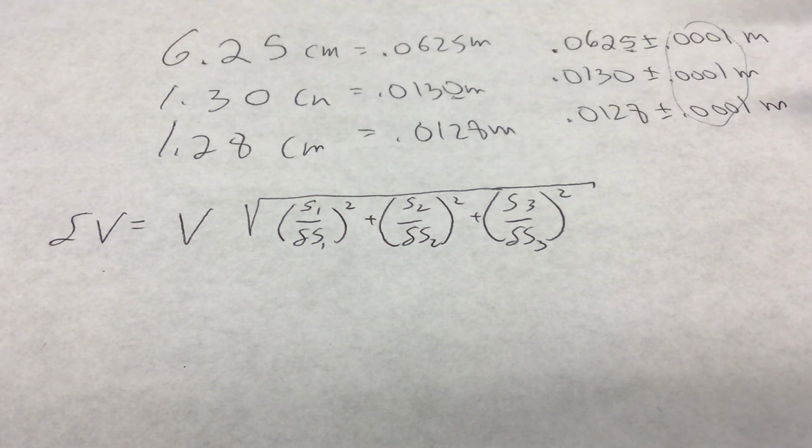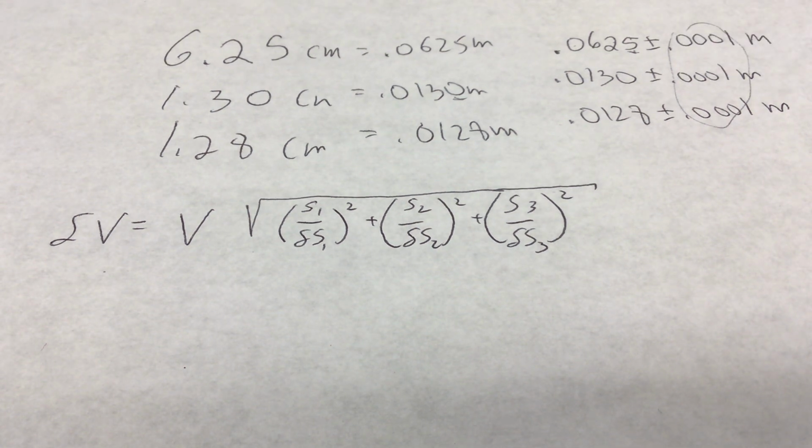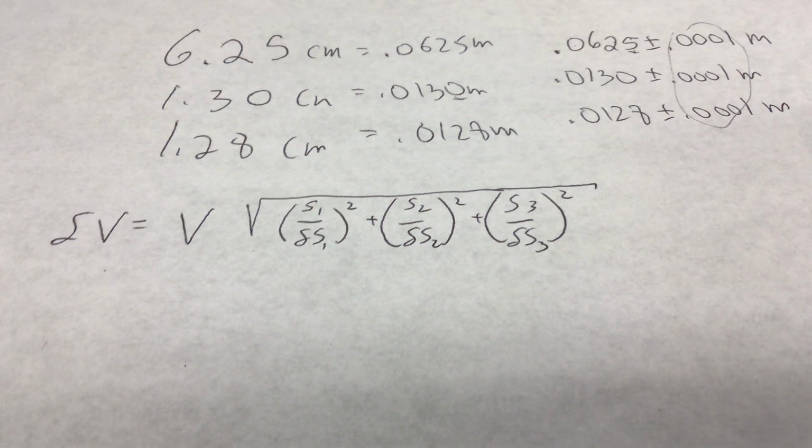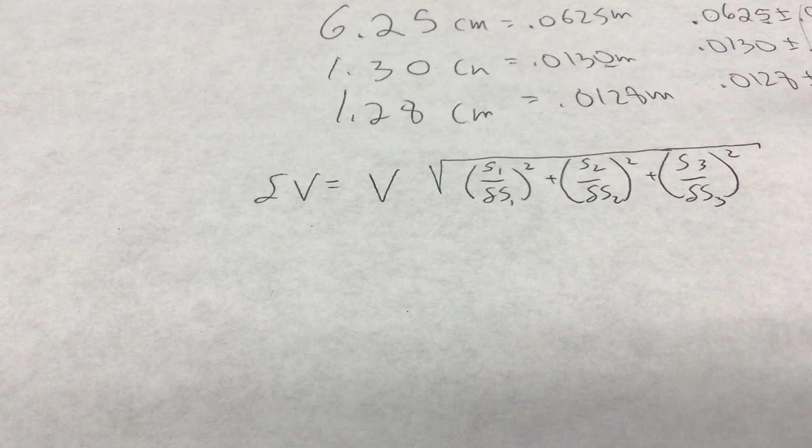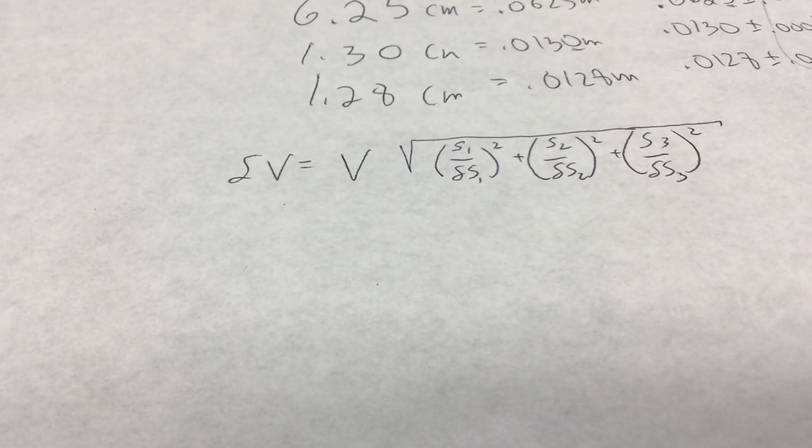And the precision of the calipers is plus or minus 0.01 centimeters, or 0.0001 meters. And by the way, the calipers are 10 times more precise than a ruler because they can measure to 0.1 millimeters. A ruler can only measure to 1 millimeter.